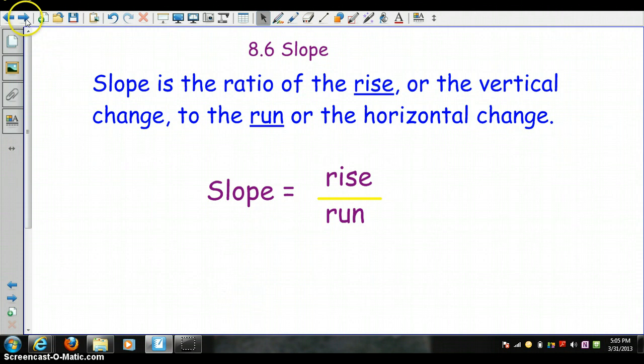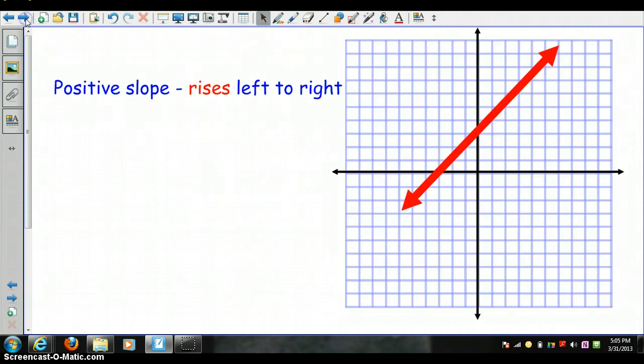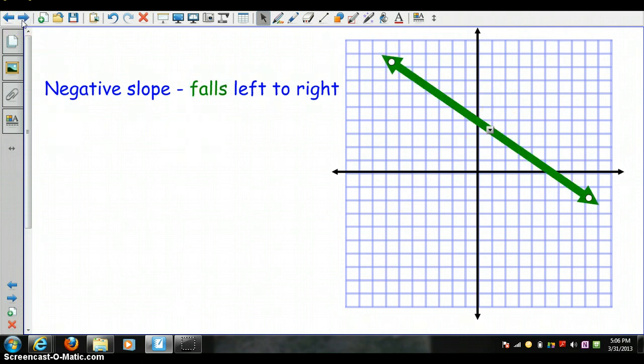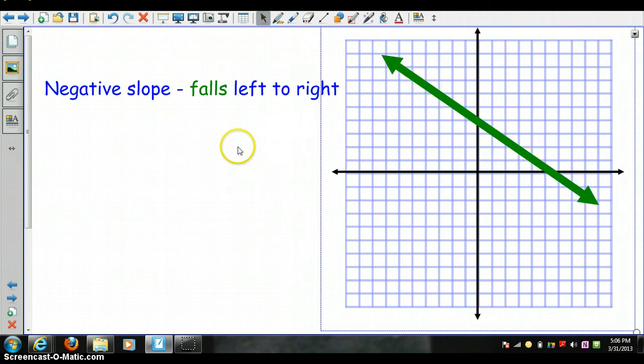But before we begin finding slope, we're going to figure out what kind of slopes there are. There's a positive slope to a line. It rises left to right. So if you notice here, from left to right, the line is going up. The next type of slope is a negative slope. This line falls left to right.